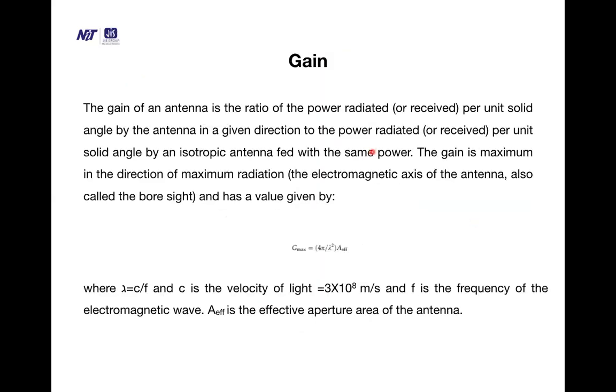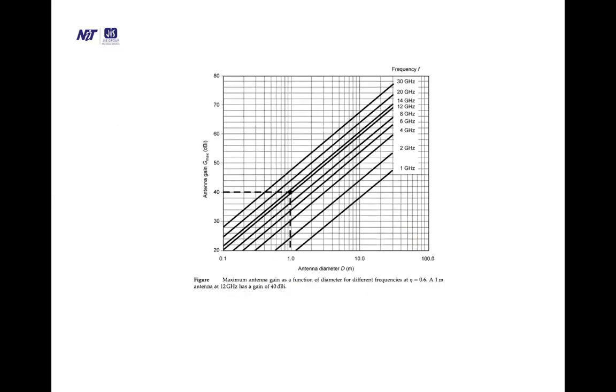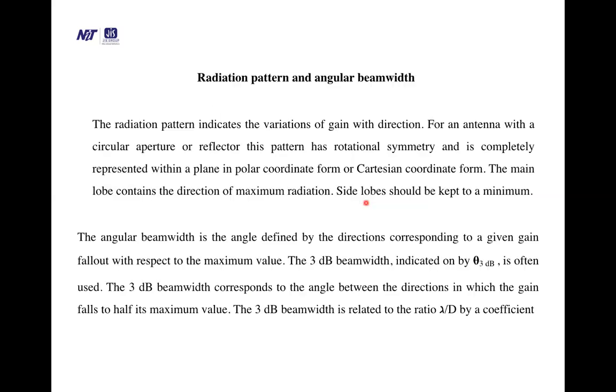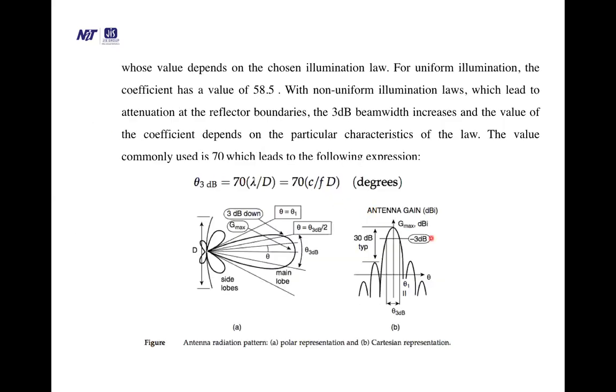Antenna parameters. How the antennas are designed is discussed here, and the wavelength depends on C by F, where C is the velocity of light and F is the frequency of operation. These are the antenna diameter and corresponding antenna gain. Some parameters are shown here for a particular antenna diameter of 1 meter, and the corresponding gain for different frequencies is shown. Radiation pattern or angular beam width, and how the beam is related to the radiation pattern, has been discussed earlier.